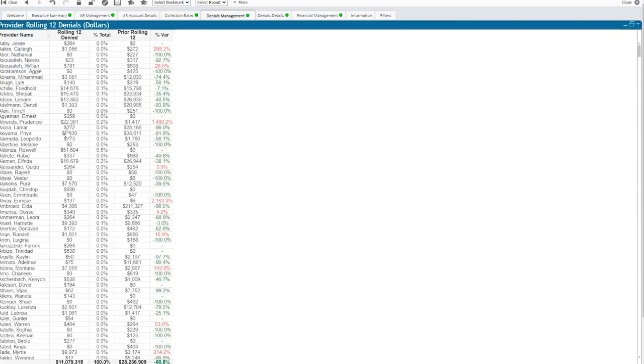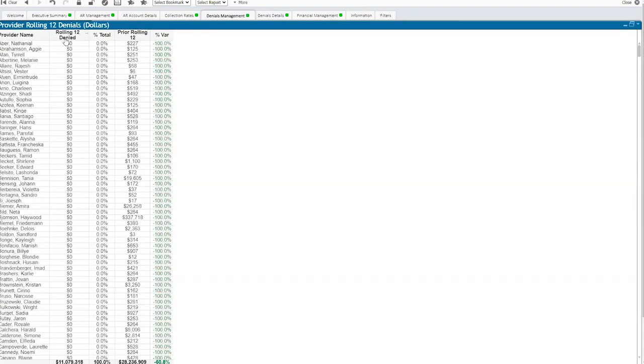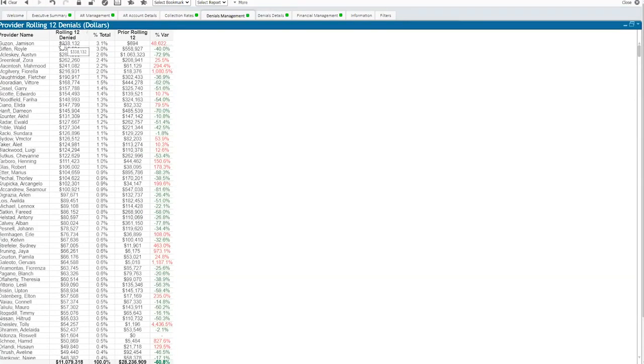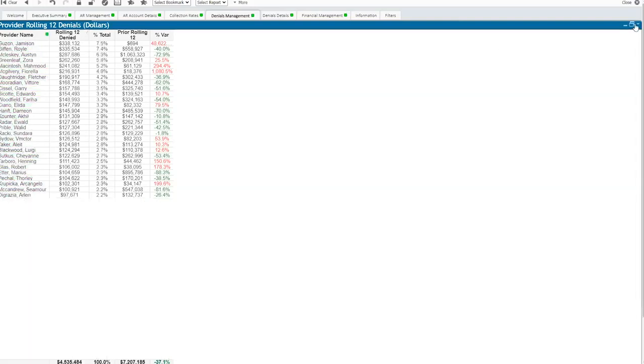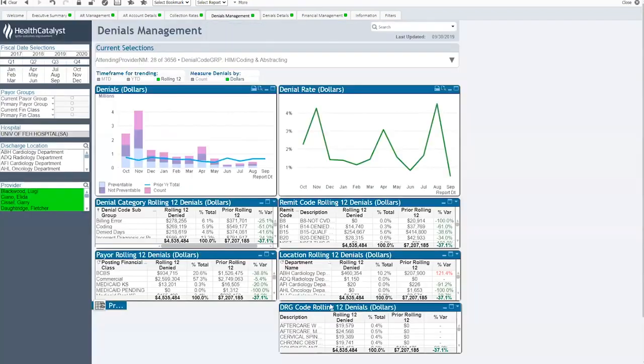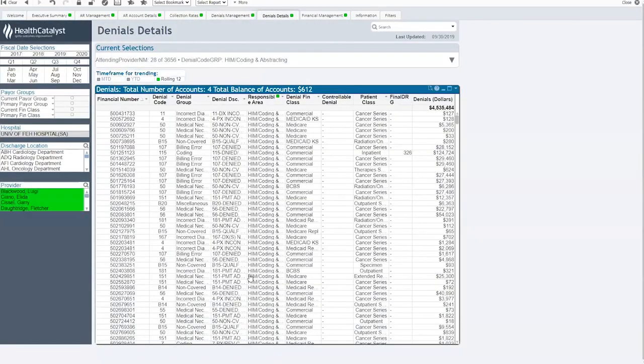And so I'm going to look at the provider and expand that up, and I'm going to look at, over the last 12 months, just by simply sorting the chart here, those providers that have the most denials on that. And then by selecting those providers and minimizing that chart back down, we can now see the different codes, as well as specifically the remit codes that were qualified for those particular providers, and being able to, once again, get to the list of denials that I need to address for those particular providers.